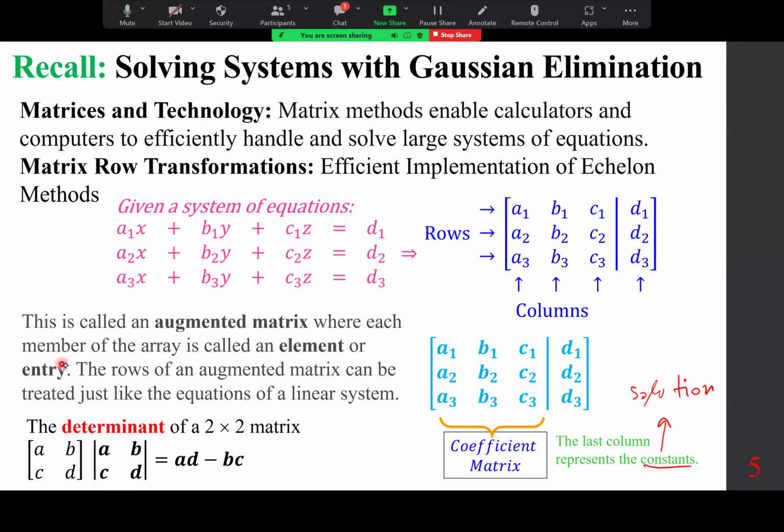The determinant of a 2 by 2 matrix is just a cross product. If this is the matrix, its determinant uses vertical bars like an absolute value, and it's the cross product AD minus BC. That's the way it looks, everybody. Pretty straightforward. So if this represents the matrix A, let's say this represents its determinant.